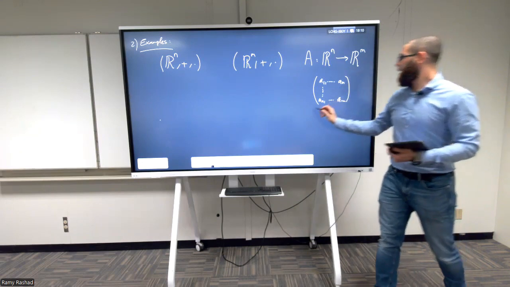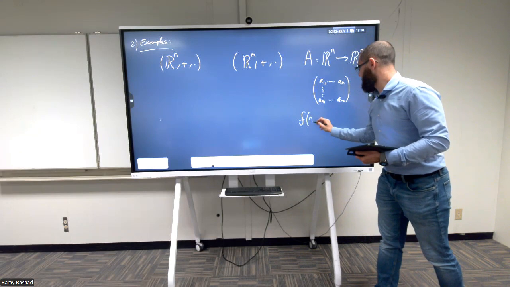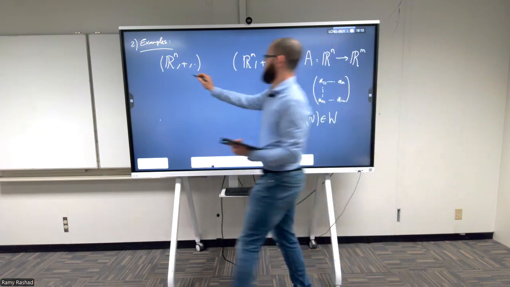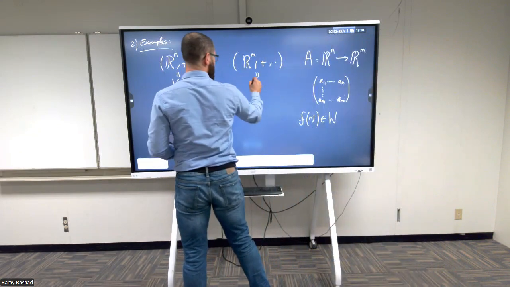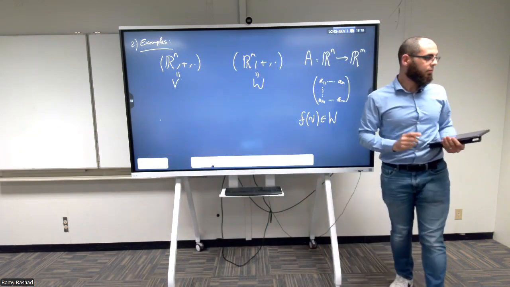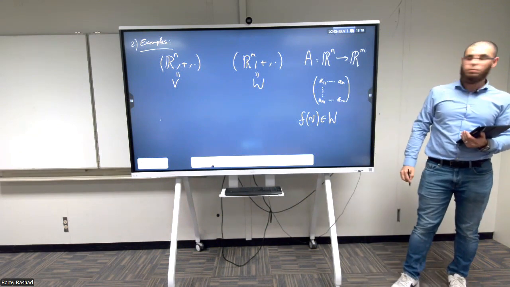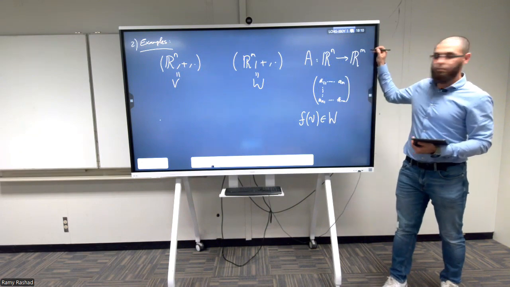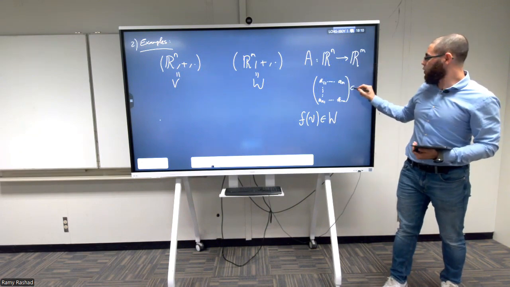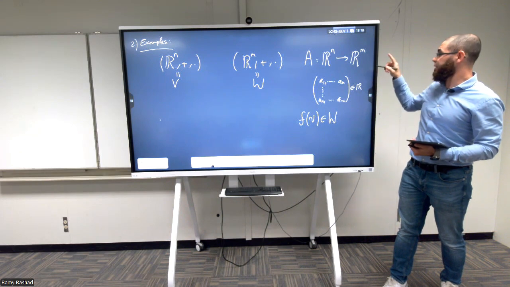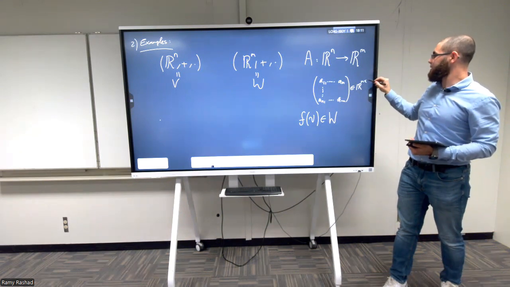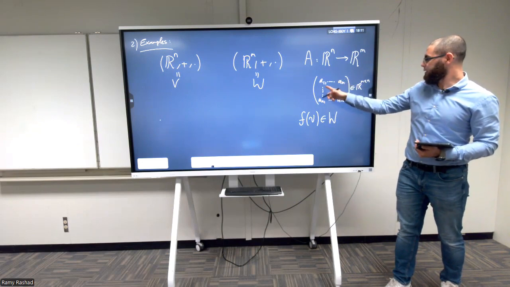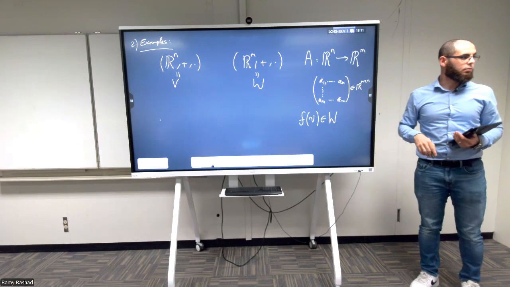Okay, so the map F that eats a V and gives you an element in W, if this is V and this is W. This one eats from Rn to Rm, okay? So this is what you always think of as an M times N matrix. So it has M rows, correct? And N columns, yeah, that's correct, okay?